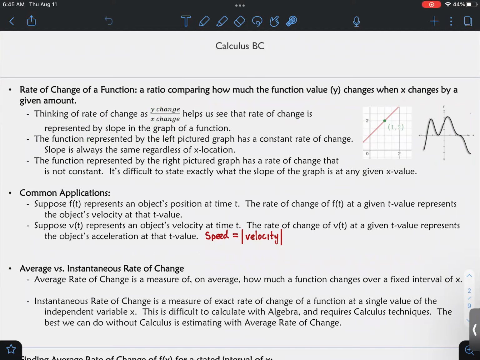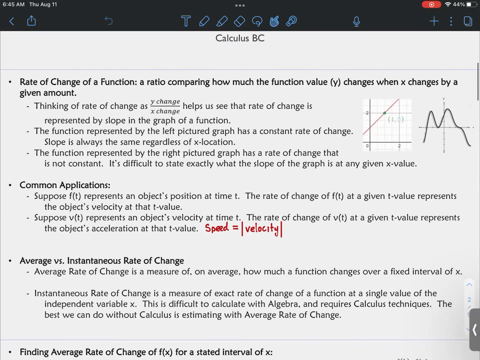The function represented by the left pictured graph has a constant slope, or constant rate of change. The slope is always the same no matter where you are. The right pictured graph is more interesting, however. The slope changes depending on where you are. That means the rate of change of y with respect to x is changing.